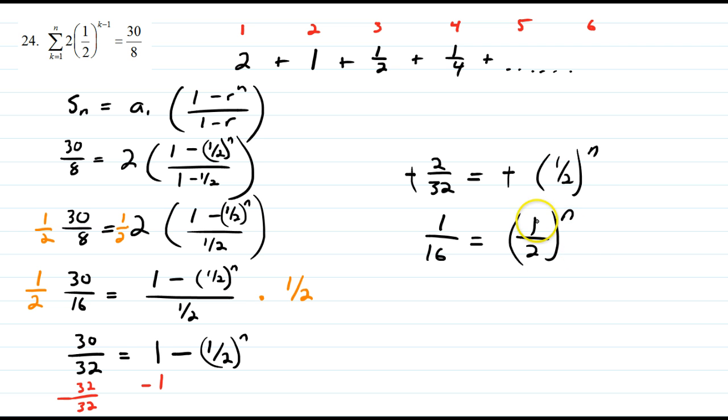And so now, 1 to any power doesn't really matter, so now we're really looking at the 2. 2 to what power is going to equal 16? And that's going to be 2 to the 4th. And so if I did 1/2 to the power of 4, that would equal 1/16. So n is equal to 4.